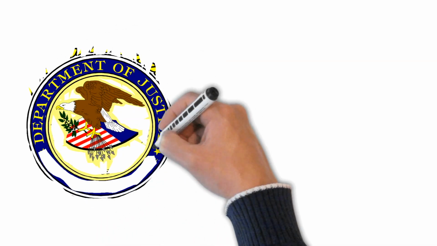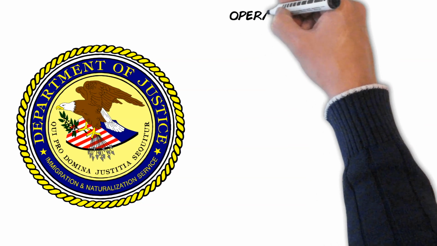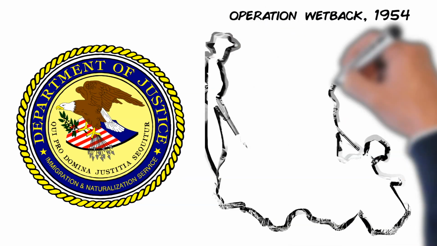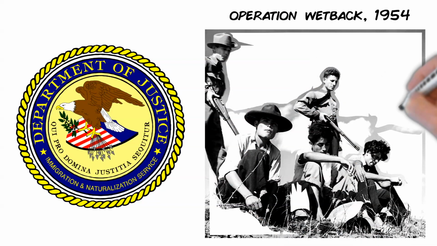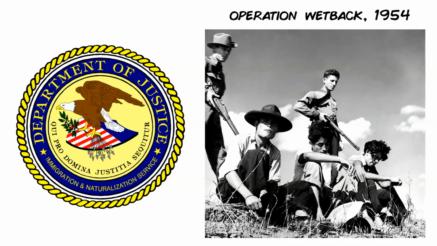In 1933, the Border Patrol was made part of the Immigration and Naturalization Service, and in June 1954, the INS, looking to show off its effectiveness, decided to carry out the largest deportation effort in American history, the official name of which was Operation Wetback. Using military-style tactics, the operation ended up deporting over 1 million people, an unknown number of whom were American citizens.